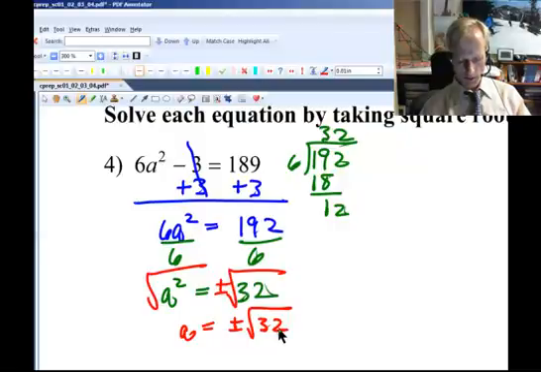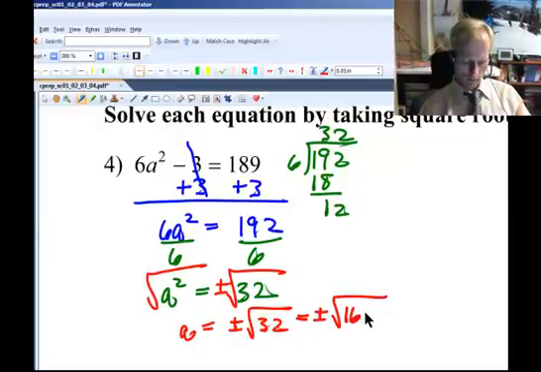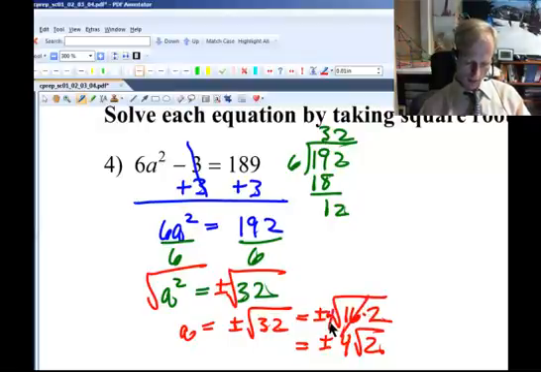And I can simplify the 32 because 32 is 16 times 2. So that's plus or minus the square root of 16 times 2, or plus or minus 4 radical 2, because I cross out the 16 and bring the 4 out there. And there you have it.